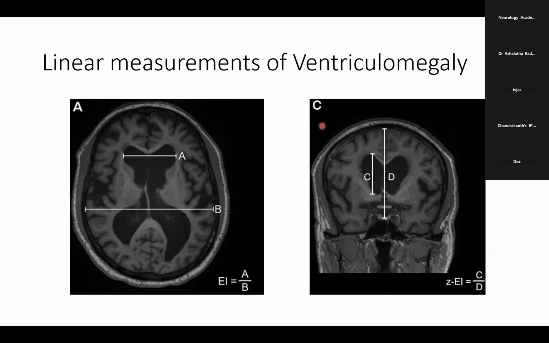And coming to the right side image, it is the Z Evans index. It is the maximum height of the frontal horn of the lateral ventricle, which is divided by D, which is showing the vertical diameter of the inner table of the skull from the base of the skull till the top of the vertex. And this is called the Z Evans index. The cutoff value for the Z Evans index is 0.42.